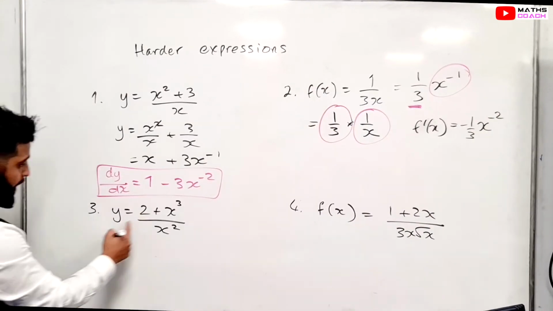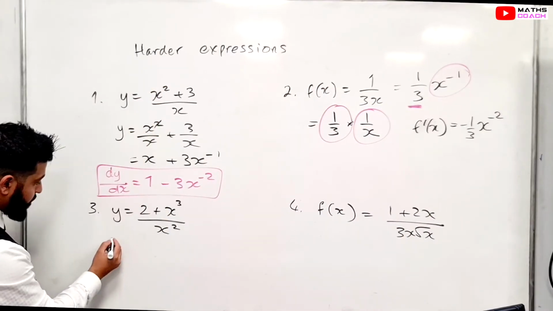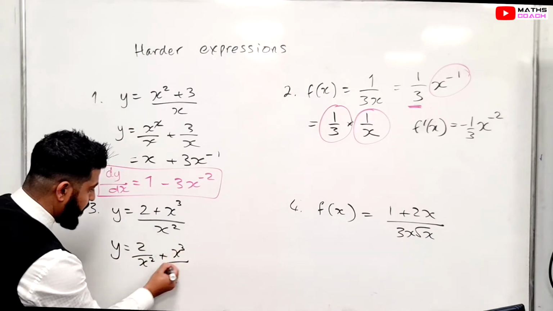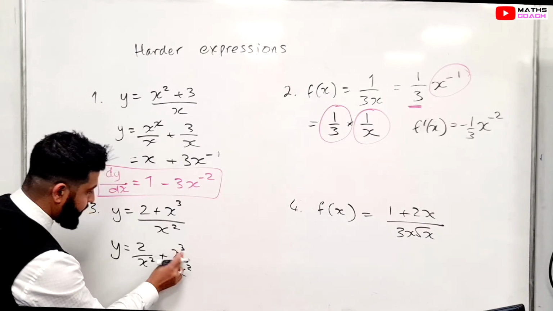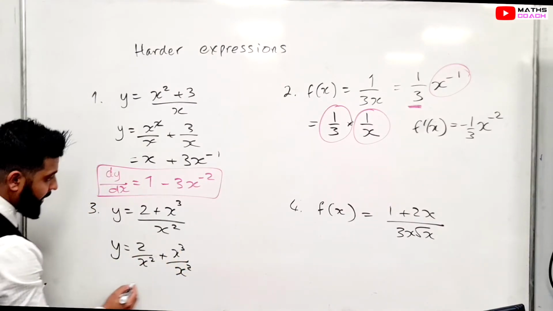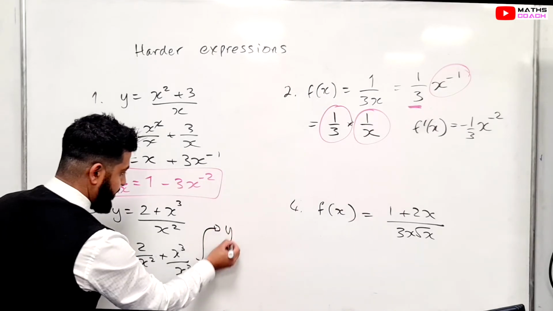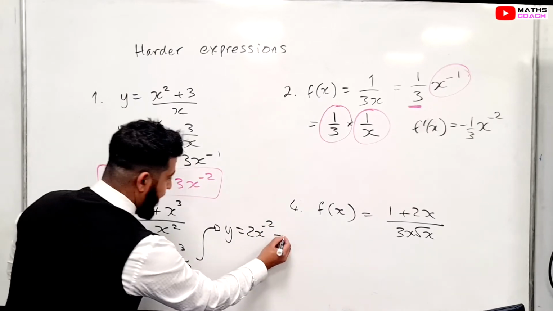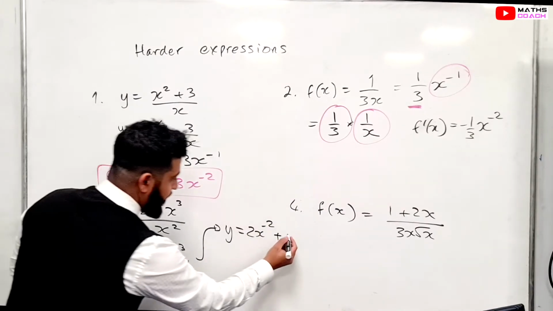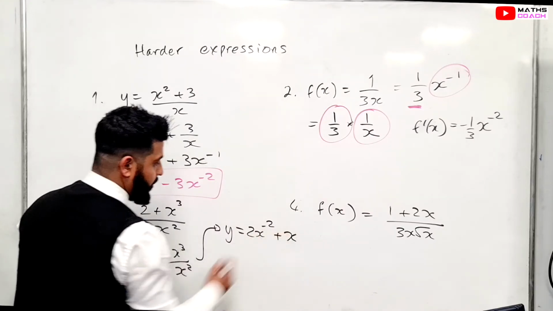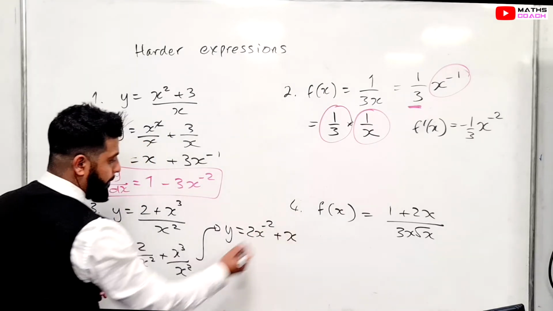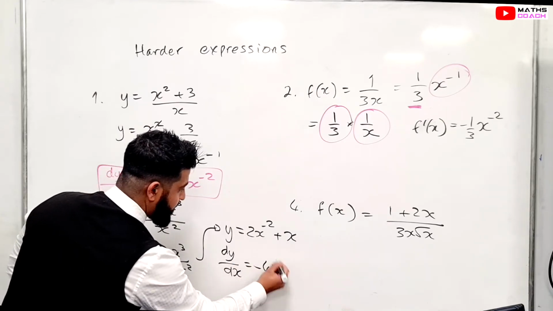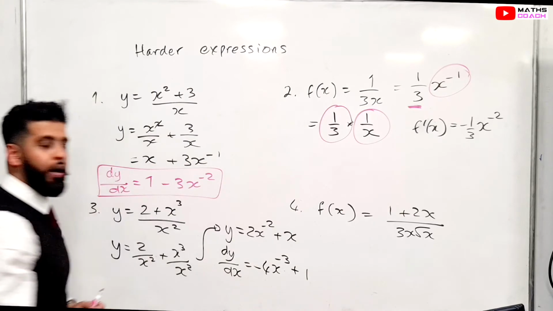This one over here, we can again break it up similarly to this one. So therefore we can have y is equal to 2 over x squared plus x cubed over x squared. And then here, we can rewrite this as, let's just do it here. So we can have y is equal to 2x to the minus 2. And then here, 3 minus 2 is just 1. So therefore, we can just have x to the power of 1. And then dy dx of this would be minus 4x to the minus 3 plus 1.